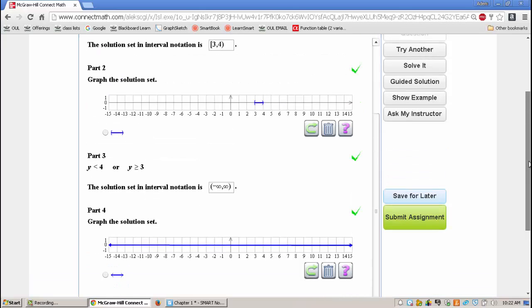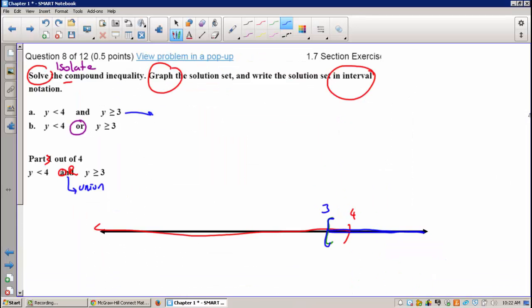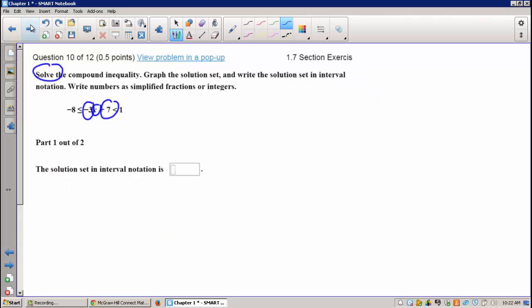This takes care of the question. Next, number 10. This is also a compound inequality. I call this a double inequality because you have double fish mouths here. You know what this means actually?